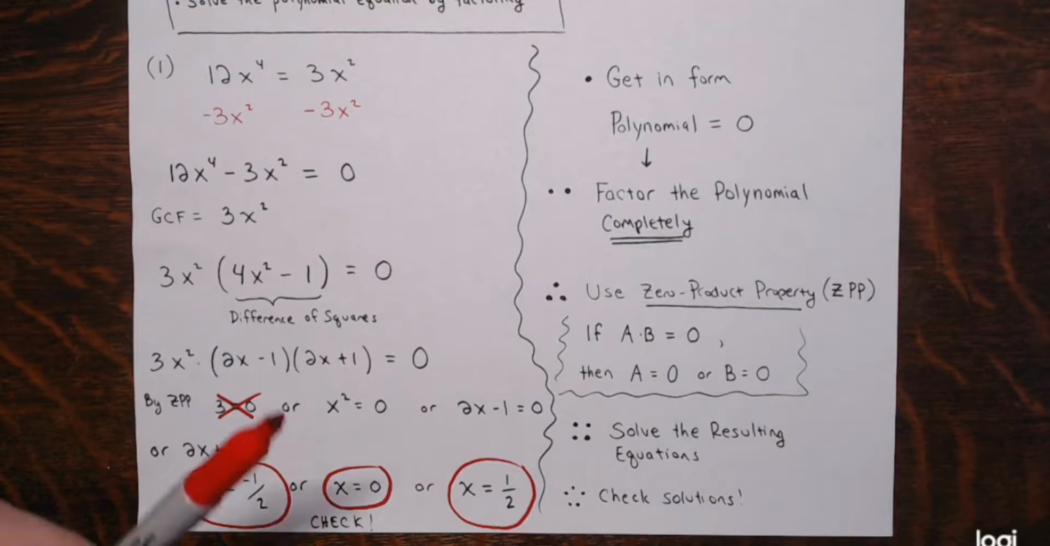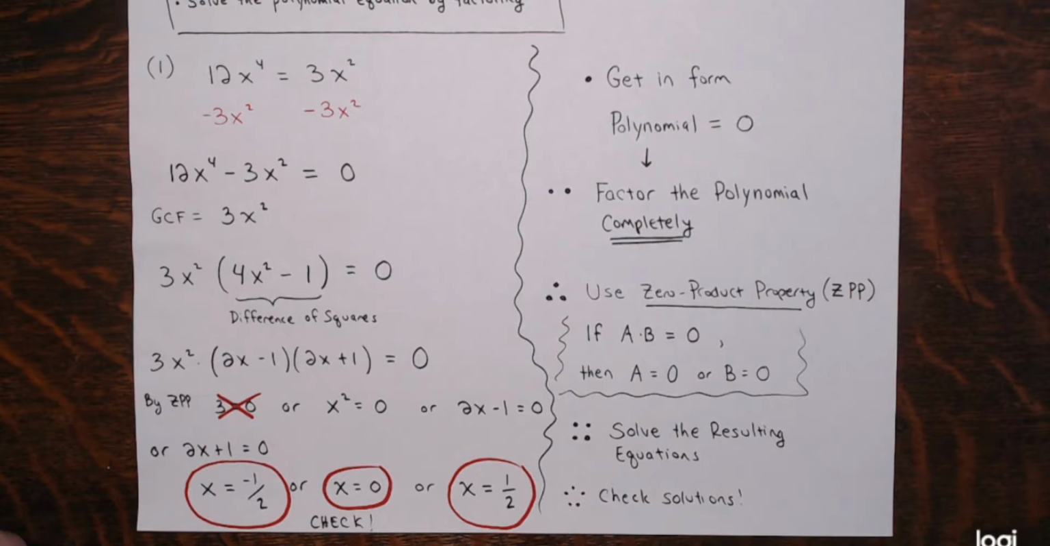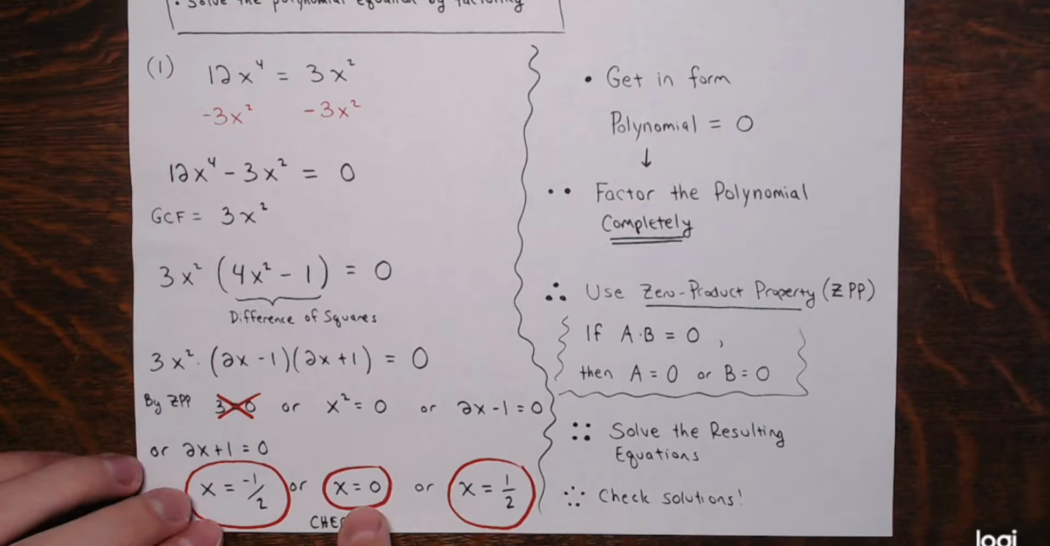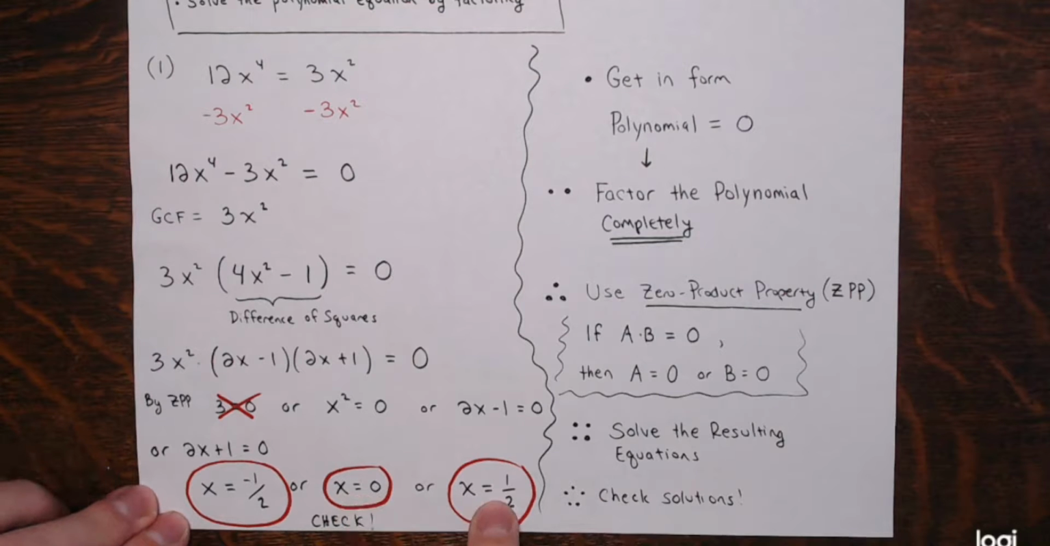Great. So this degree 4 equation has 3 solutions. Technically it has 4, because 0 would have counted twice, right? You had x squared equals 0, so that was x and x. This is what they would call a repeated solution, x equals 0. And then you have the half and negative half that were only counted once.